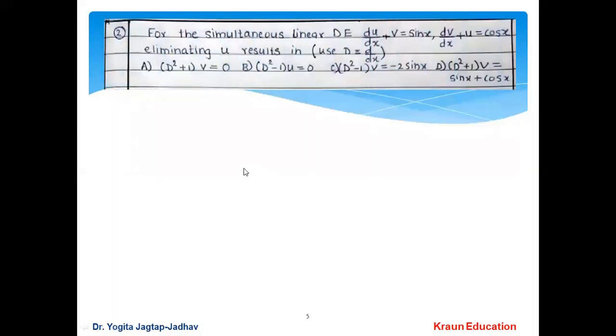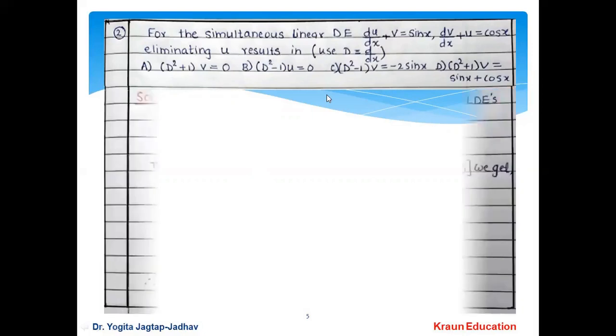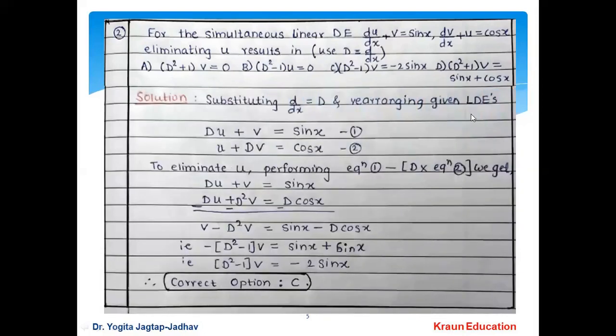Now look at the second example. Here for the simultaneous linear differential equations du by dx plus v equal to sin x, dv by dx plus u equal to cos x, eliminating u results in one of these four equations. Here again you can see we have to replace d by dx with capital D, and rearranging the given linear differential equations, we have Du plus v equal to sin x, u plus Dv equal to cos x.